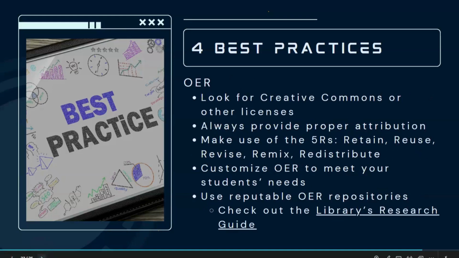And when using OER, best practices, always look for the Creative Commons or other licenses and abide by what the author requests you to do. Always give proper attribution if noted. Make use of the 5 Rs: retain, reuse, revise, remix, and redistribute. Customize OER's content to meet your students' needs, and use reputable OER repositories such as OpenNCCC. And you can check for more reputable OER repositories on the library's research guide on OER.